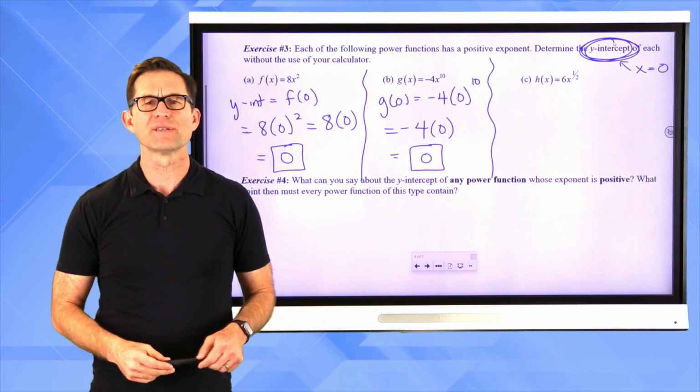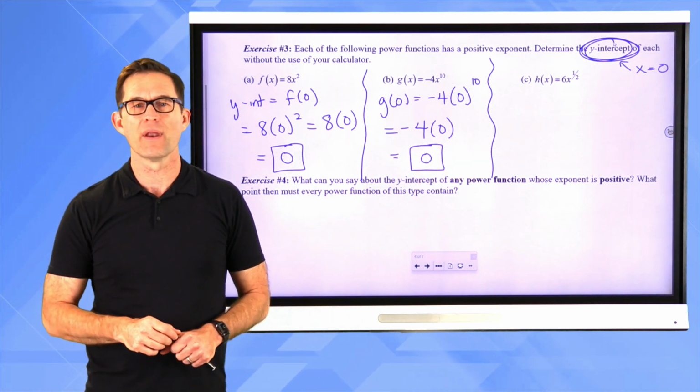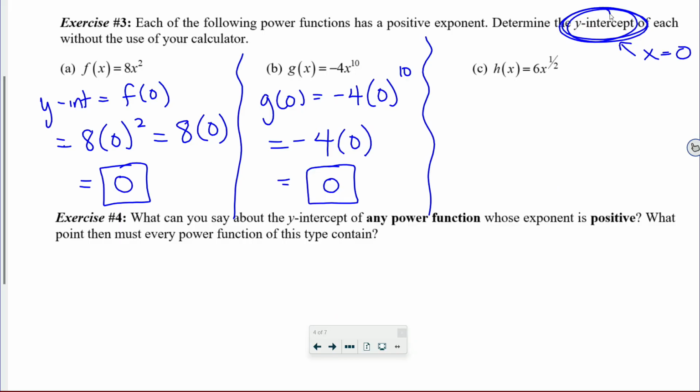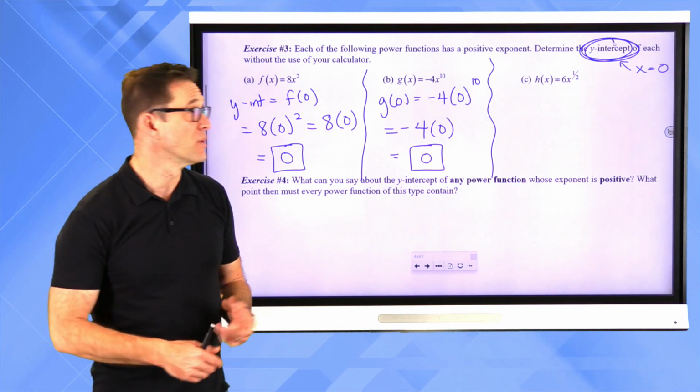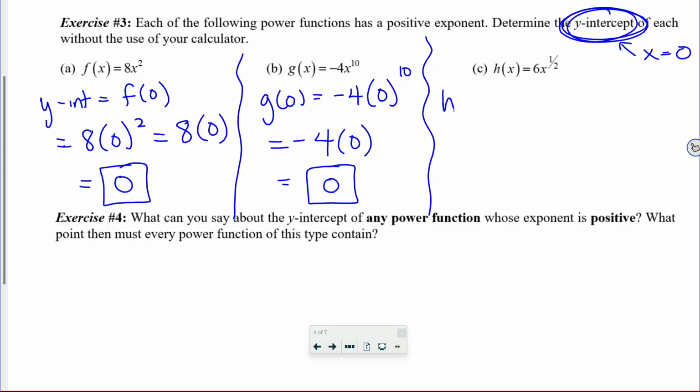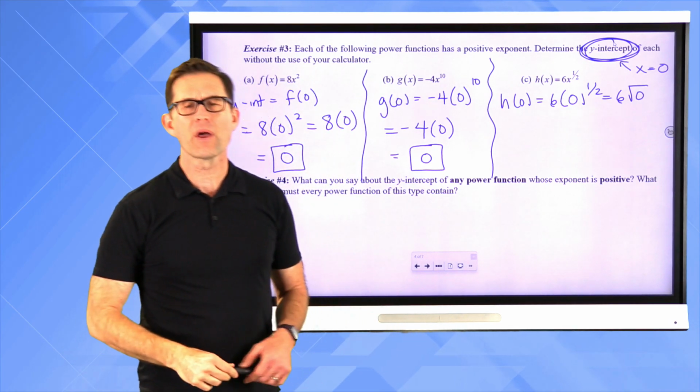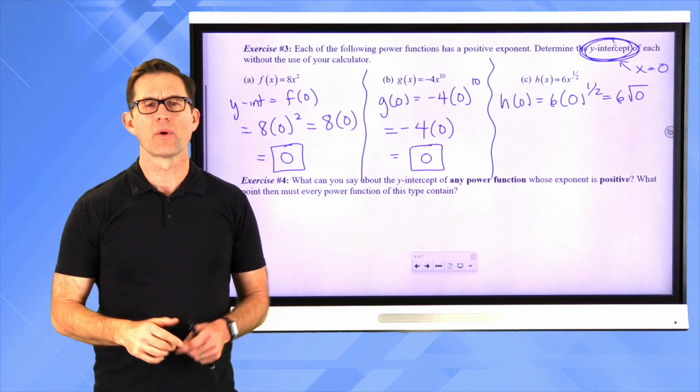How about the y-intercept of letter C? Why don't you pause the video now and think about that one? Okay, well, let's take a look. That's going to be h of 0, which is 6 times 0 to the 1/2, which is 6 times the square root of 0. Now, before we go on, let's talk about the square root of 0.